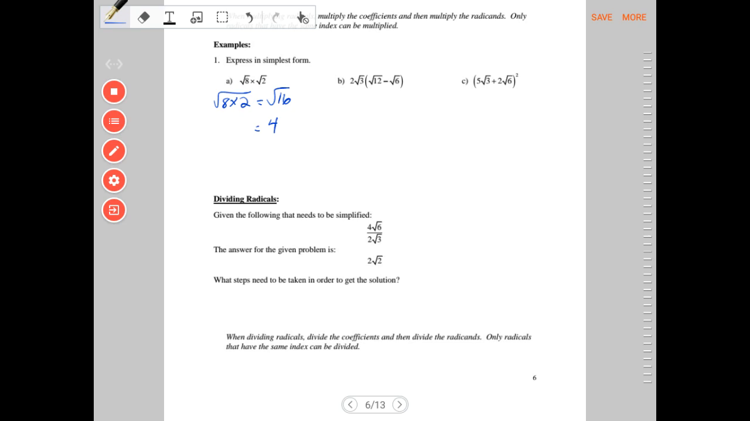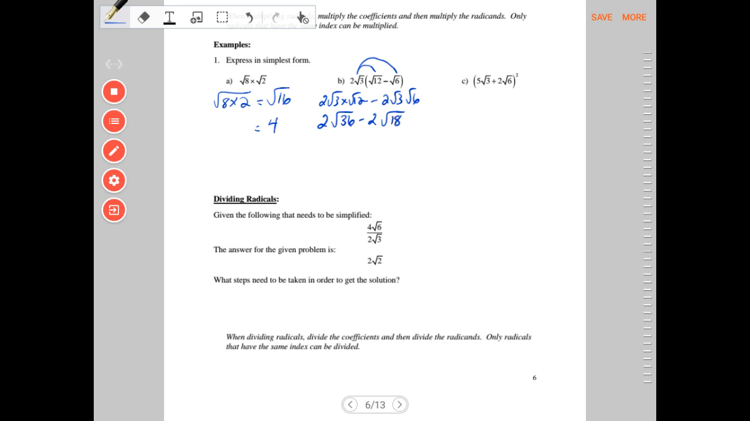Just like polynomials, we have a monomial times a binomial, so you would multiply the monomial into both terms, so that becomes 2 root 3 times root 12 minus 2 root 3 times root 6. Outsides by outside, so 2 times 1 is 2. Root 3 times root 12 is root 36. Minus 2 root 3 times 6 is 18.